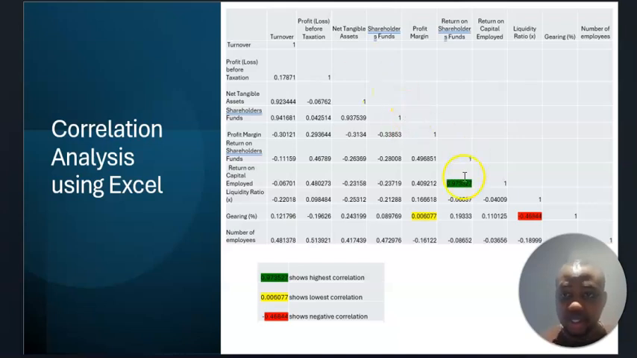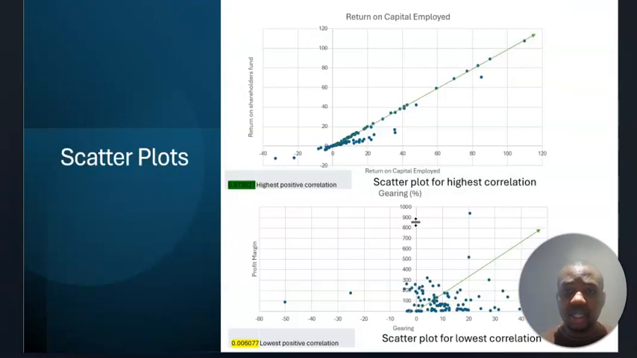So from here we could see 0.97 as the highest correlation. That's return on shareholders' funds as against return on capital employed. Then we'll see 0.00, and we're going to see the scatter plots for this. Now this is the scatter plot for the highest correlation pointing towards the positive x-axis. This is the scatter plot for the lowest correlation. That is return on capital employed versus return on shareholders' funds for the highest correlation.